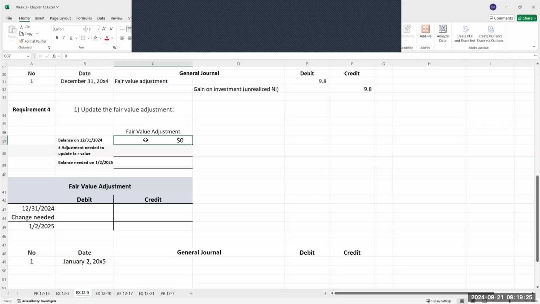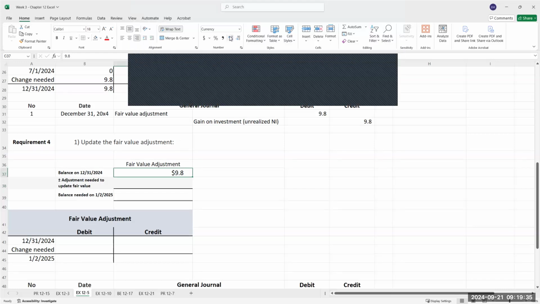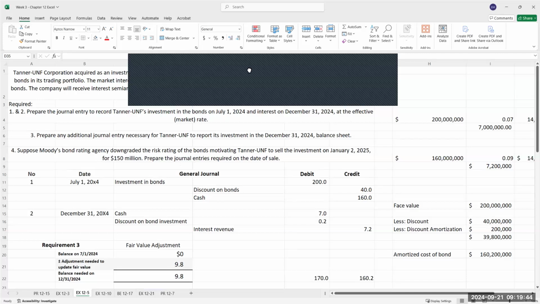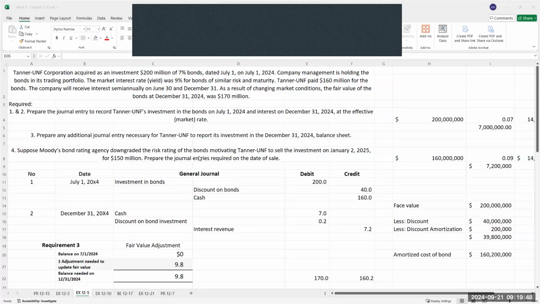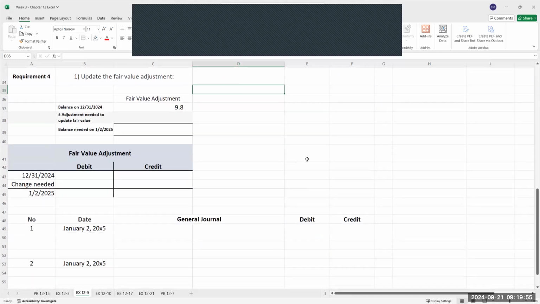the fair value adjustment. So as of 12/31/2024, we see that the ending balance was 9.8. We made that adjustment. All right. And now we essentially need to account for the change. So it was reflected as 170 million, the fair value, but now they're saying that they have to sell it for 150 million. So we need to determine the difference between the two. So how do we do that?